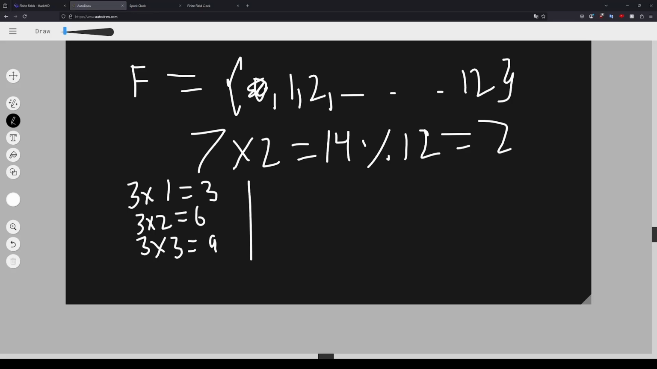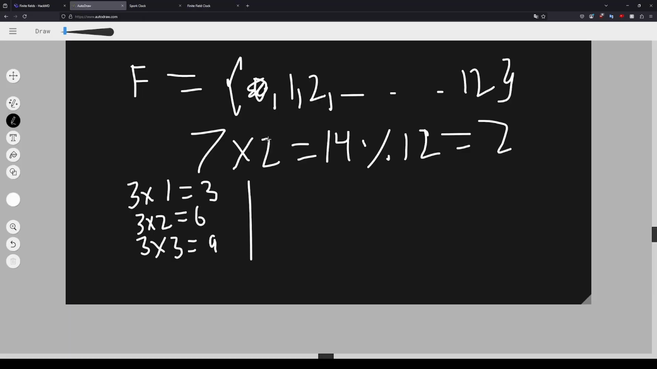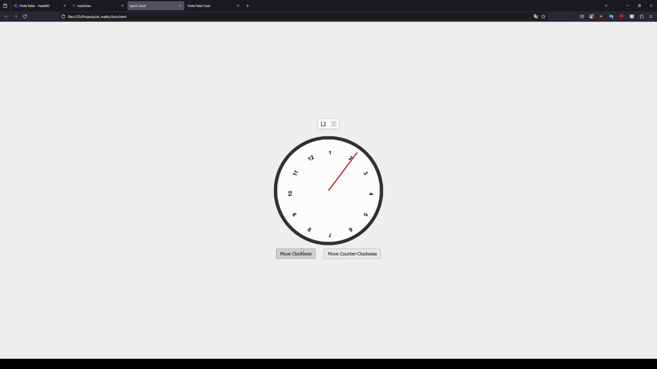I'm writing the numbers. To help you visualize this better, I have prepared this small application. So we know that if we start at 3, 3 times 1 is 3. Then the next, 3 times 2 is 6. We all know that multiplication is basically addition, just n number of times. So we will add 3 to it: 1, 2, 3, we will reach 6. And then 9. And then if we add 3 again, we will get 12, which is basically 0.